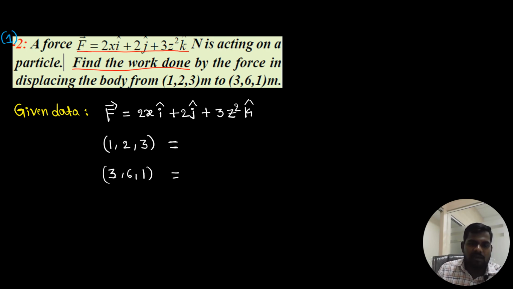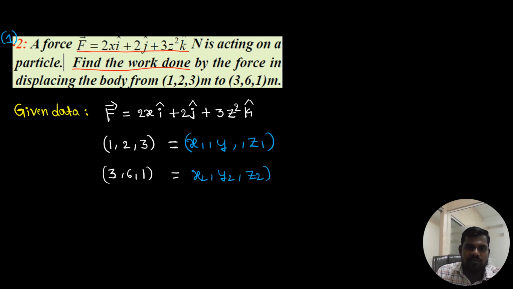See, these 3 points are given, which means in this case the particle is acting in 3 dimensions. And if you observe the force, i cap, j cap, k cap is given, which means 3 dimensions only. That's why 1, 2, 3 is nothing but x1, y1, z1. Similarly, the second point 3, 6, 1 means x2, y2 and z2. So this is the given data. We need to find out the work done.